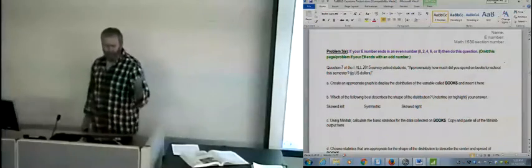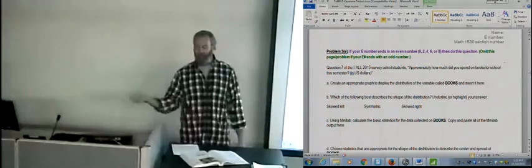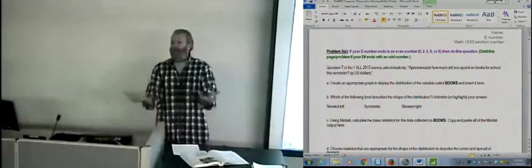It says, which of the following best describes the shape? Is it skewed to the left? Do you have a tail going to the left? Do you have a tail going to the right? Or do you look like something roughly symmetric? I'm not going to do that for you. You're going to look at it and tell me.